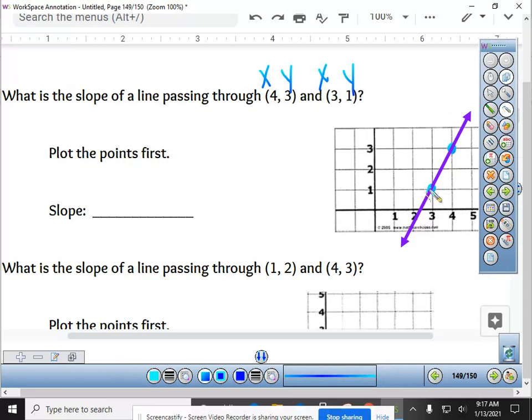Now what is the slope? Positive or negative? Positive. You go up how many? 2, and you run 1. So the slope is 2 over 1 or 2.